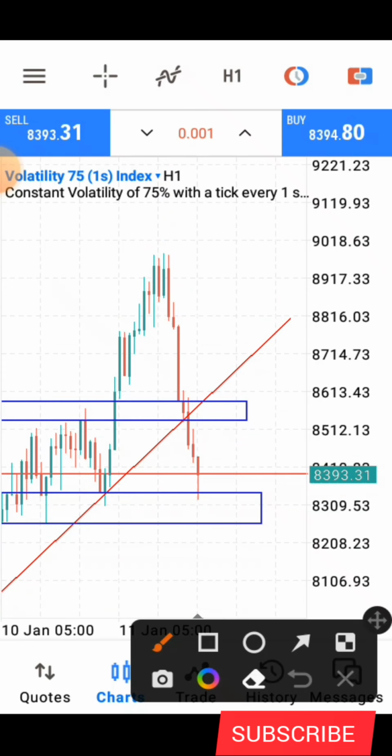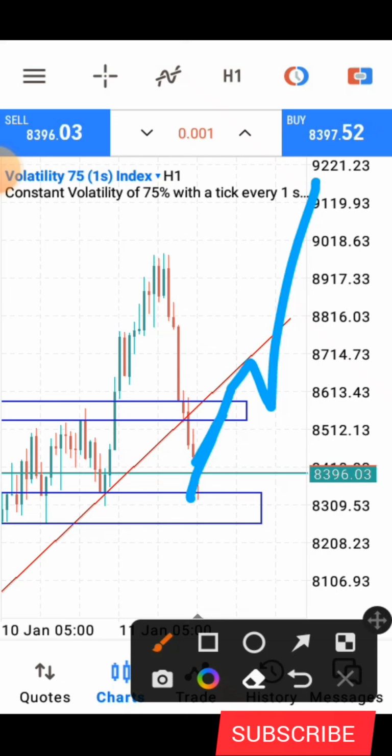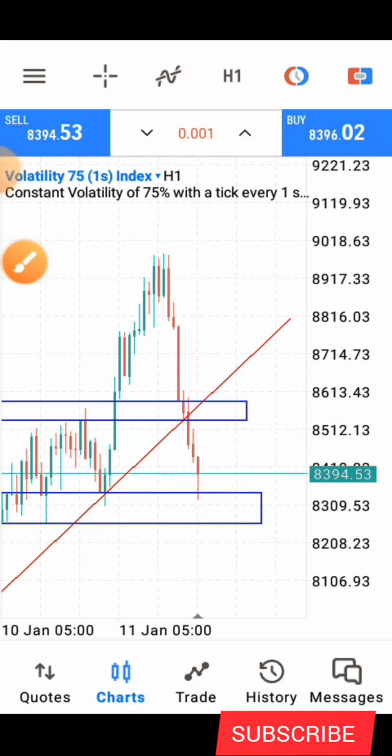Well, this is just my own view. It might go up again, bounce, break this, retest it, and then continue to the upside. And it might just go back here and then continue to the downside. These are the two ways it will go.